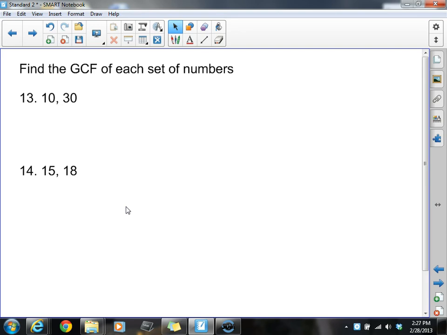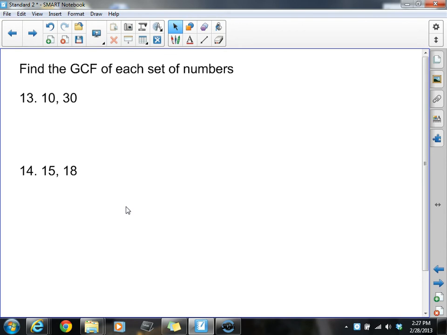All right, now we're going to move into two different things, specifically greatest common factor and least common multiple. We did study this a long time ago, even though it may not sound familiar. These problems will be found on page 644.